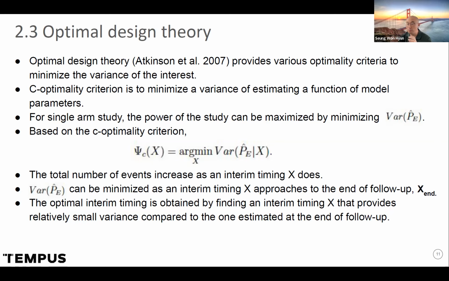Okay, but this is not our answer. We want to find the interim timing prior to the end of the study that can minimize variance, right? So instead of finding the timing that minimizes the variance, our approach is to obtain the optimal interim timing by finding an interim timing x that provides relatively small variance compared to the one estimated at the end of follow-up. So again, at the end of follow-up, we have the minimum variance. So our approach is to find the interim timing x that provides relatively small variance compared to the minimum variance we can observe at the end of follow-up. Okay, next slide, please.